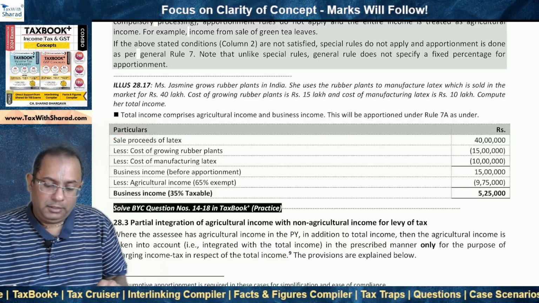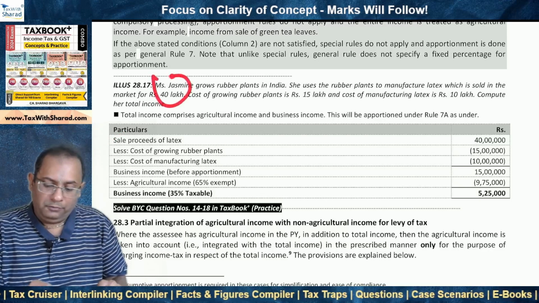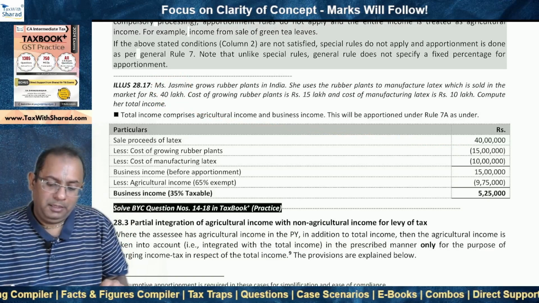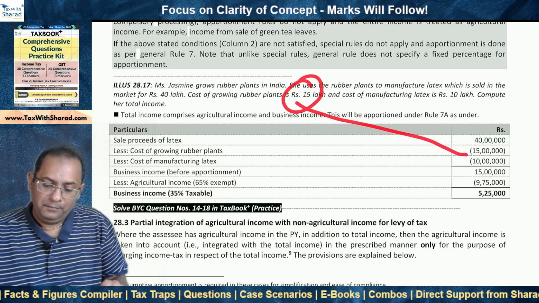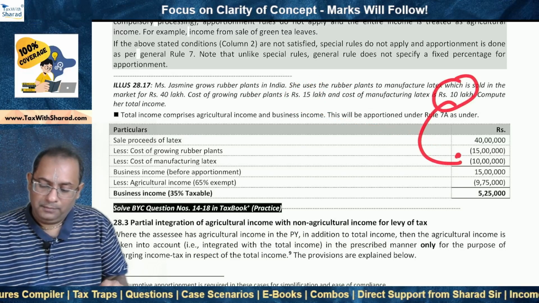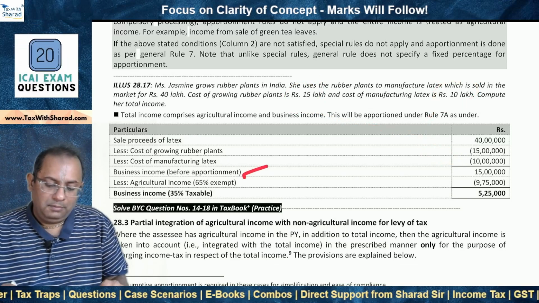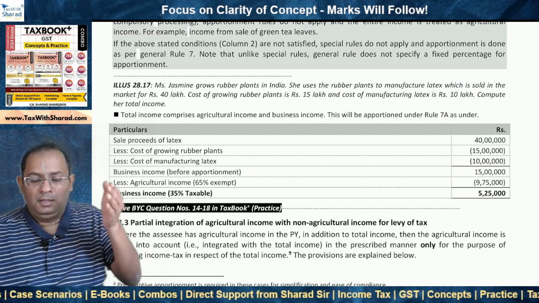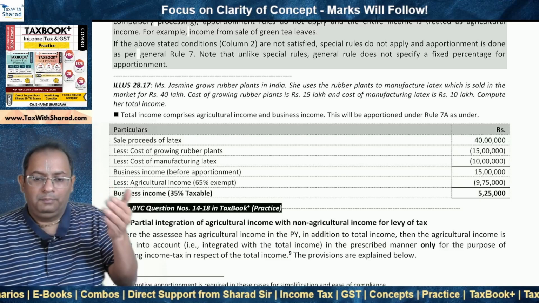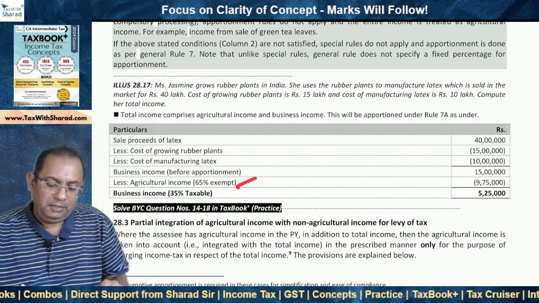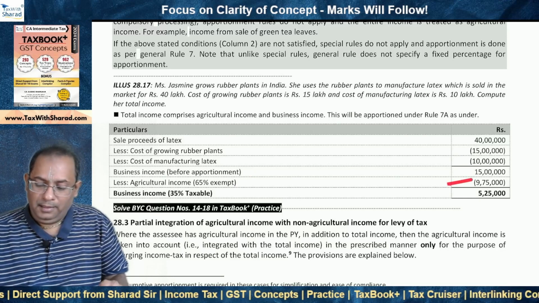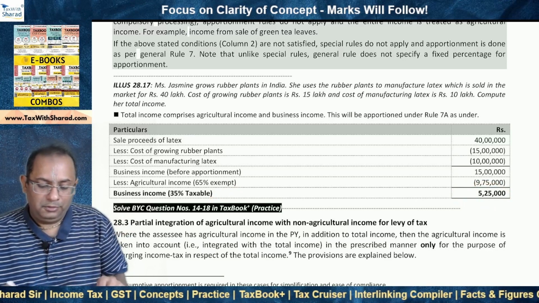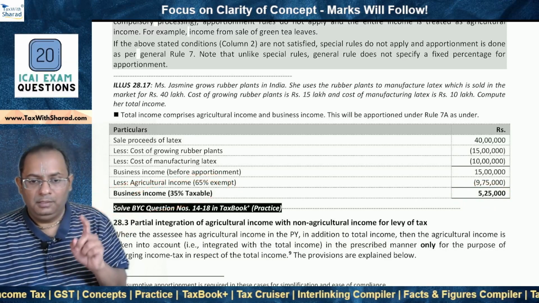So what we will first do, we will compute the composite business income. So first we will figure out the sale proceeds. Sale proceeds is 40 lakh. And from that we will reduce the expenditure. What is the expenditure? Cost of growing rubber plants 15 lakh and cost of manufacturing latex 10 lakh. So what we get is the composite business income before apportionment. It is 15 lakh. Now this 15 lakh is what we will apportion as per the percentage. So 65% will be the exempt portion, 9 lakh 75, and the balance 35%, 5 lakh 25 will become the taxable portion. This is what will be taxable under the head PGBP.